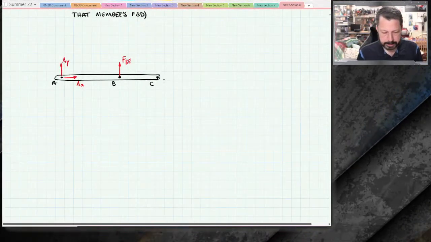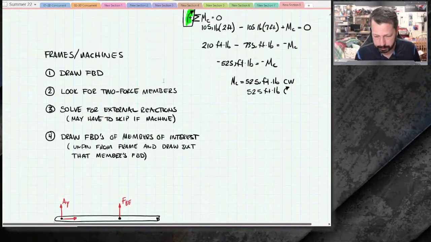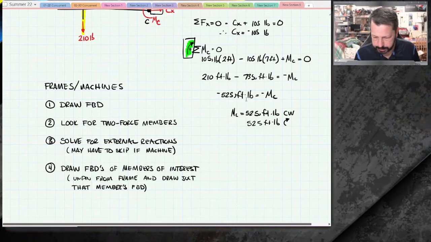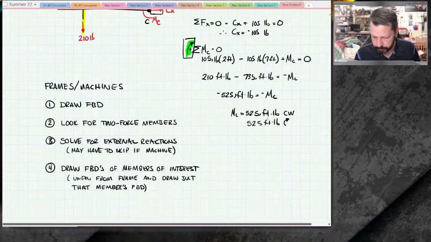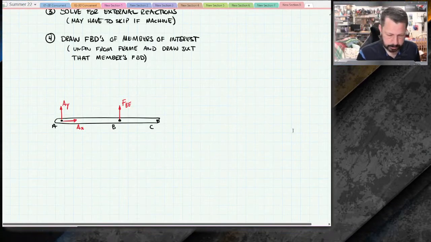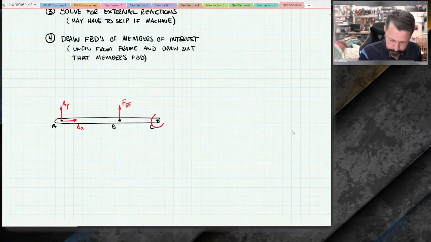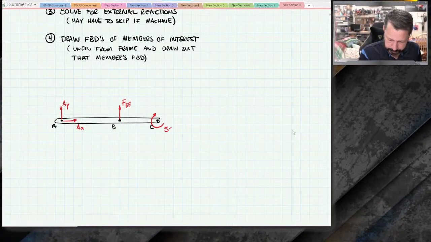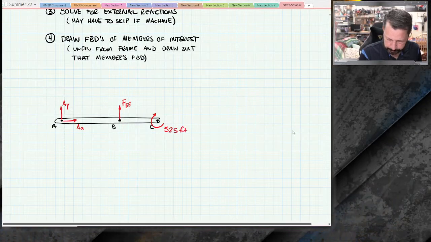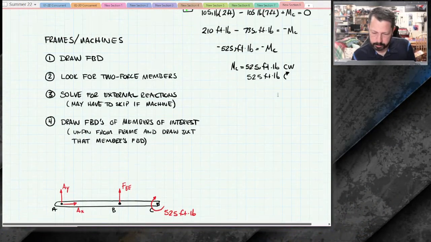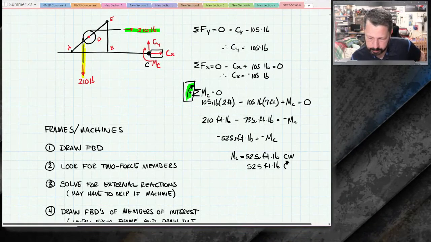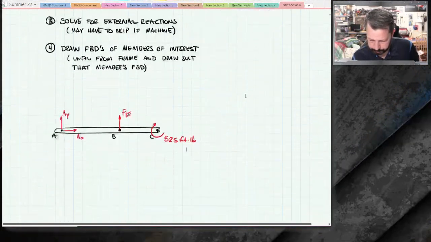All right. C, we already solved for. So I go over here and find, well, C, the moment is 525 foot-pounds clockwise. So I draw a clockwise arrow and 525 foot-pounds. CY, 105 pounds going up.